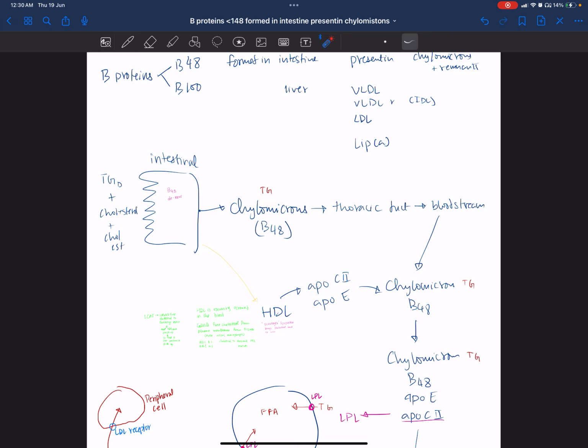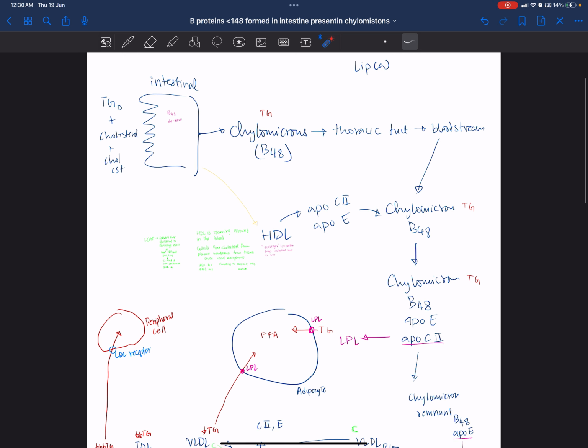Now, it's in the bloodstream. We're all happy. Now, in the bloodstream, there's a lot of HDL. Now, what is HDL? It's the good cholesterol. Now, why am I particularly telling you about cholesterol? Because it wants a lot of cholesterol. So, what does HDL do? It tries to take cholesterol from everywhere. That is one of its functions.